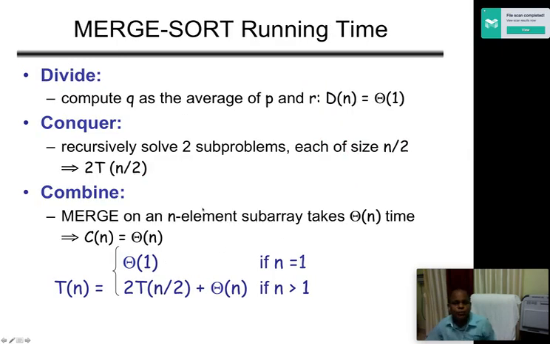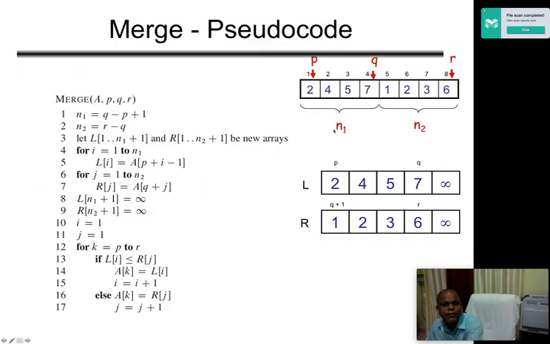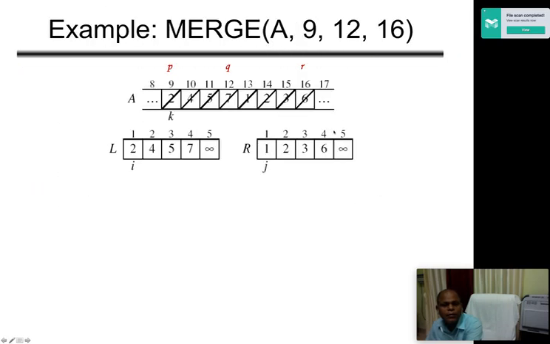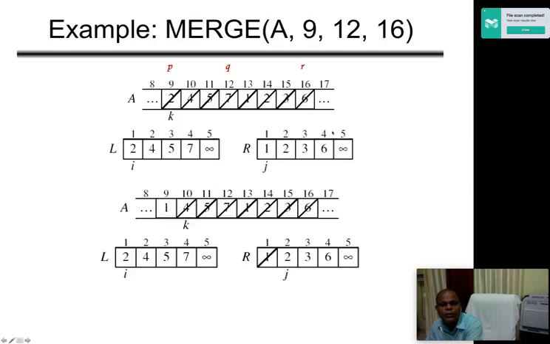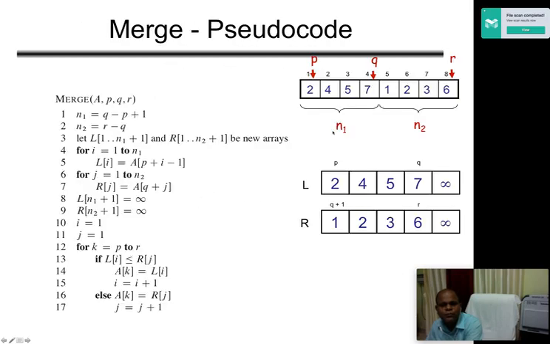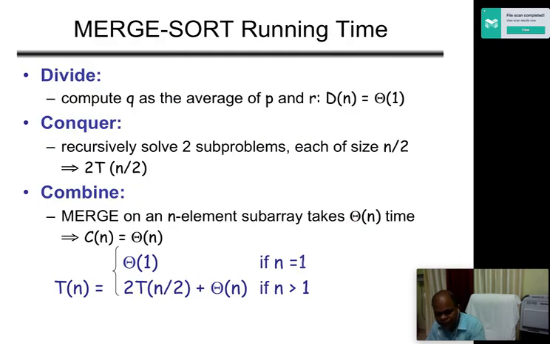Hence, in case of merge sort, what happens? Dividing is very simple, because in divide we have written Q is equal to P plus R by 2. Hence it is very simple, and it takes theta of 1, because it is one unit of time.